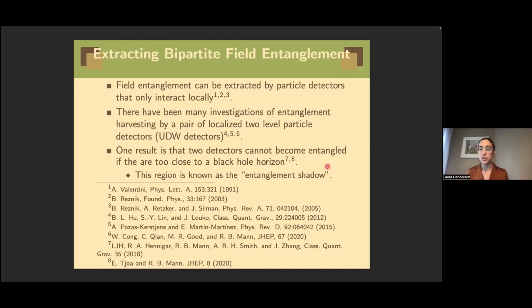And one thing that, as Rob mentioned, a pair of detectors can do is extract field entanglement. That was shown all the way back in 1991, and there have been many, many papers since then investigating entanglement harvesting by a pair of these localized two-level particle detectors, UDW detectors. One result that led to this talk is the fact that a pair of detectors cannot become entangled through any kind of interaction with the field if they're too close to a black hole horizon. That region is known as the entanglement shadow.